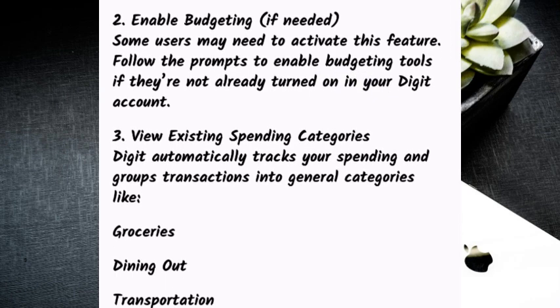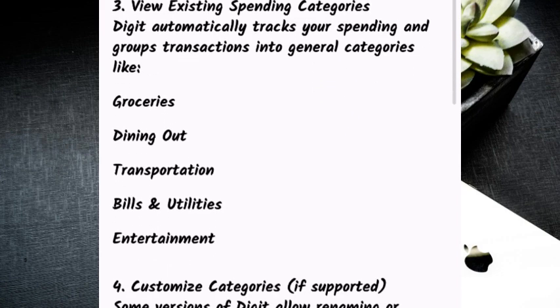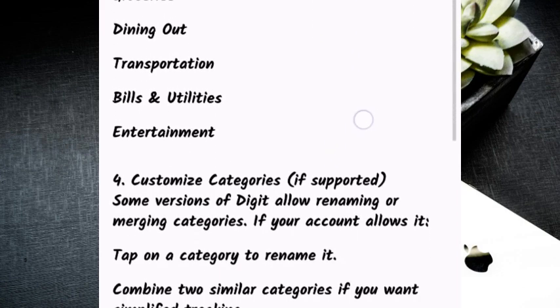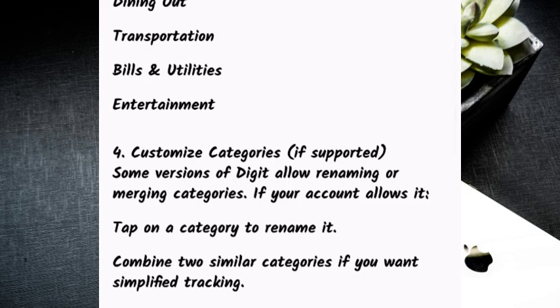Next, view existing spending categories. Digit automatically tracks your spending and groups transactions into general categories, like groceries, dining out, transportation, bills and utilities, as well as entertainment.